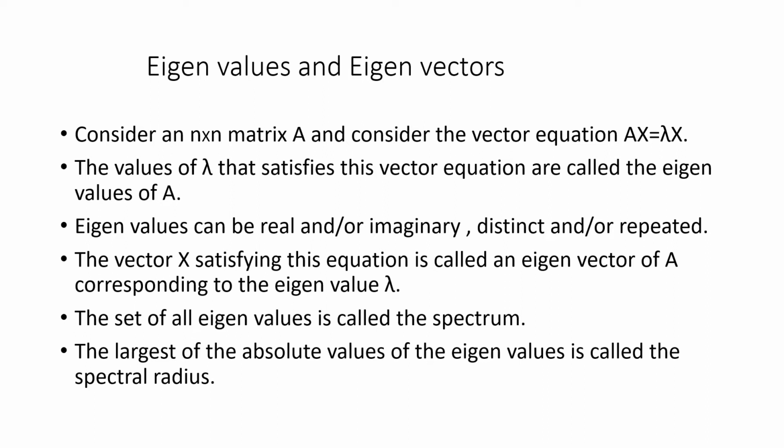Eigenvalues can be any constant. They can be real or imaginary. They can be distinct or repeated. The collection of all eigenvalues is called the spectrum of A. The largest of the absolute values of the eigenvalues is called the spectral radius.